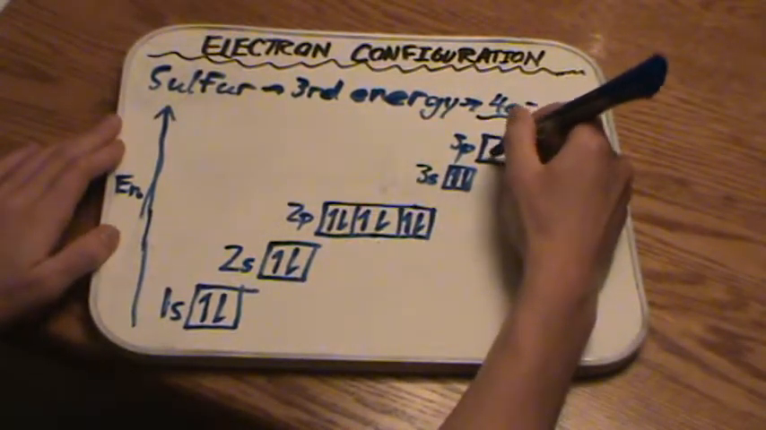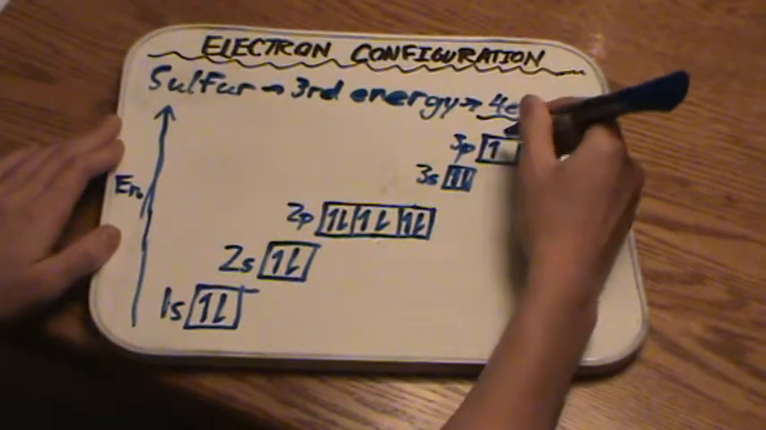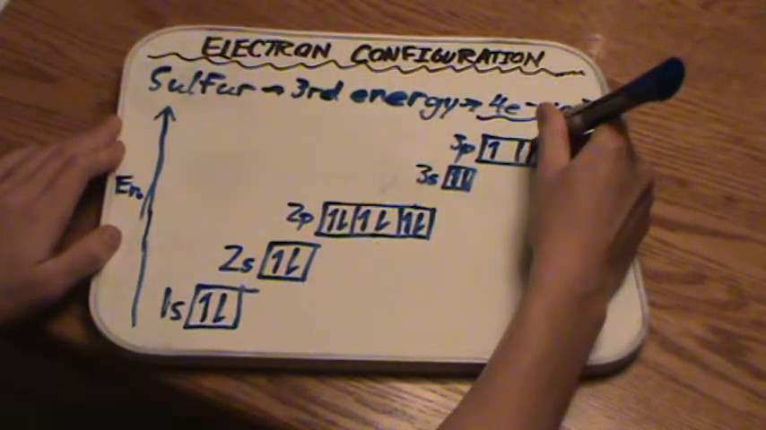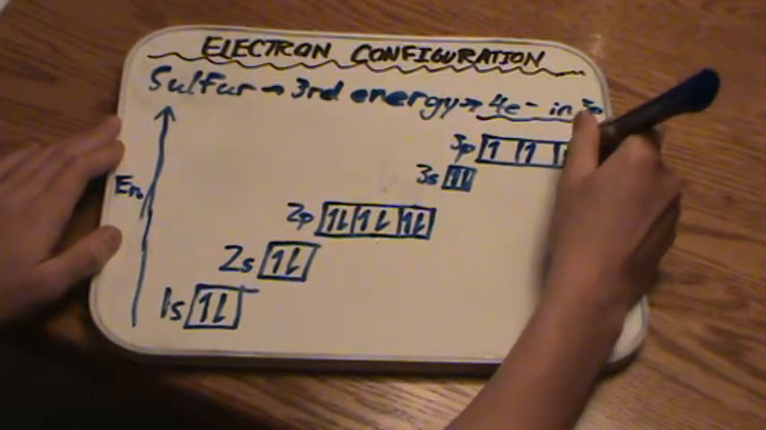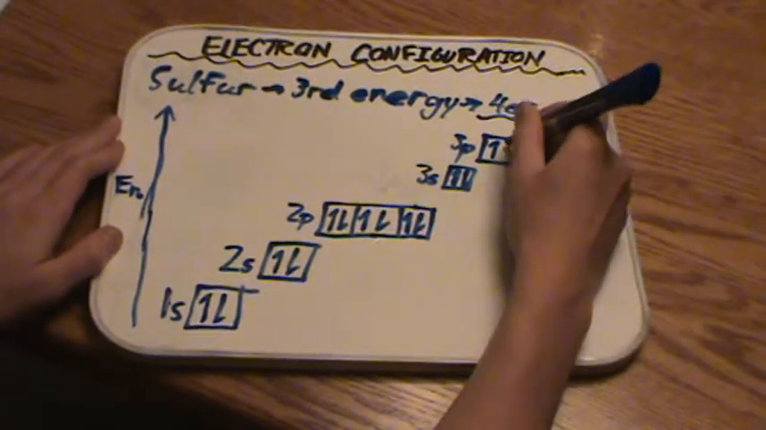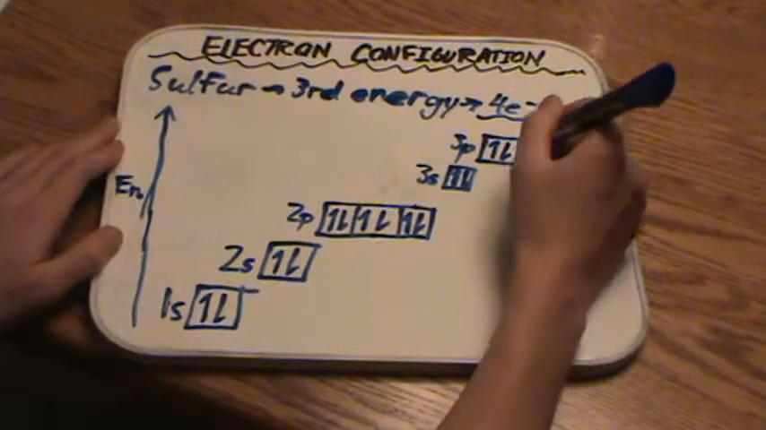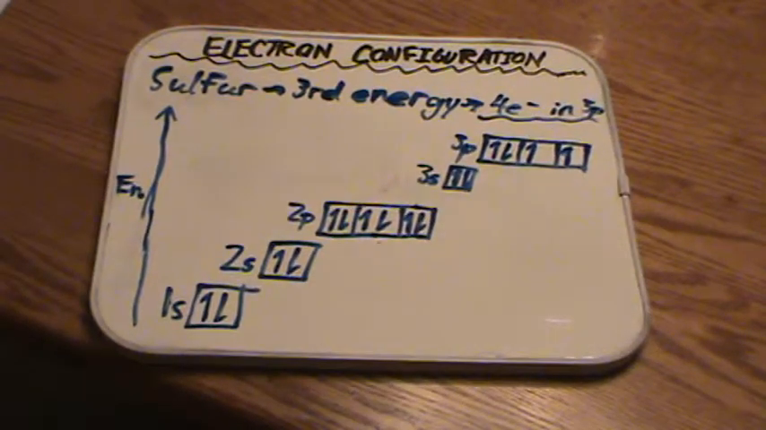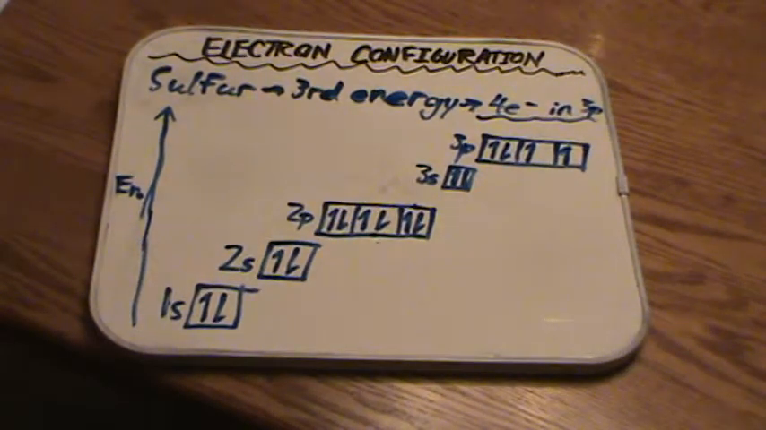And as we know, Hund's rule, we must half fill all of the orbitals with 1 electron before we can fill them with 2. And this, again, is this idea of energetic stability. Okay, so there we have it. That is the electron configuration of sulfur.